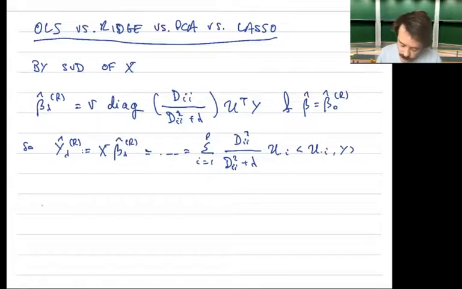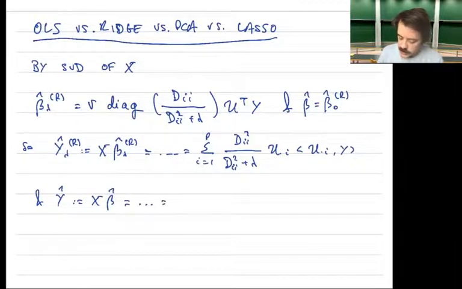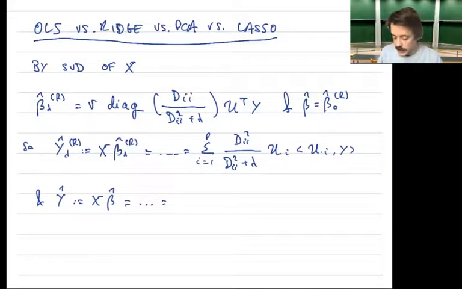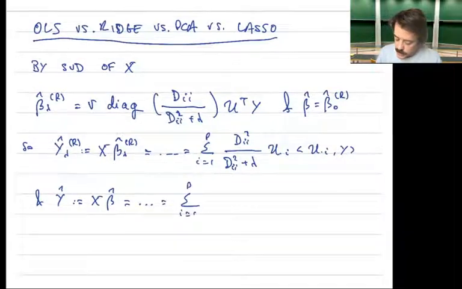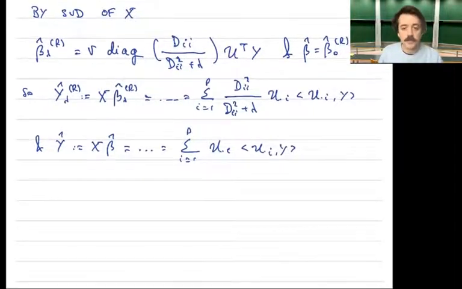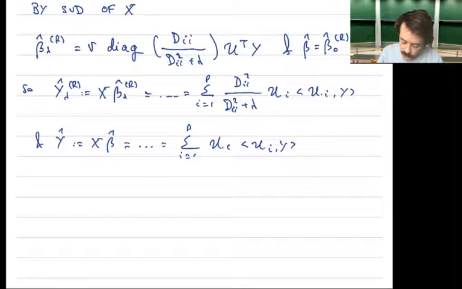Let me also write the Y hat, which is X times the beta hat. Plugging in the value of lambda equal to 0, you can compute it and you'll see that it does coincide. So this is going to be just this sum. As usual, do interrupt if you see any typos or if you have any questions.